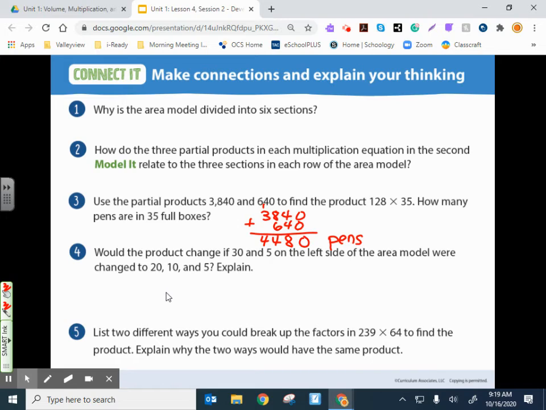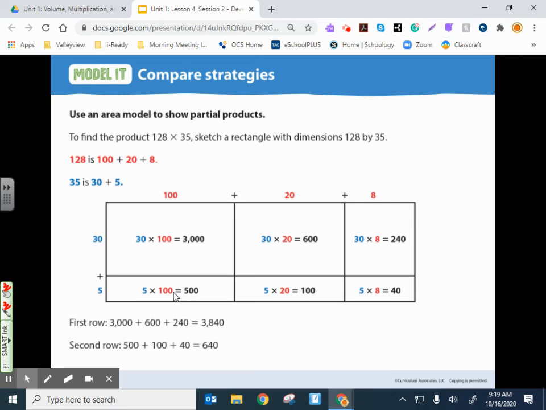The question asks about the product changing in 30 times 5 on the left side of the area model, where it changed to 20, 10, and 5. Let me show you what they're talking about. All right, so what they're talking about is if this was changed to 20 times 100 and 10 times 100. Let's find out if this is going to make a difference.